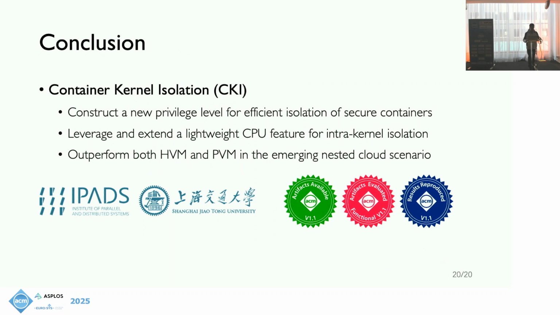To conclude, container kernel isolation, or CKI, constructs a new privilege level for efficient isolation of secure containers by using and extending a lightweight CPU hardware feature, PKS, for efficient intra-kernel isolation. It outperforms both HVM and PVM in the emerging nested cloud scenario.